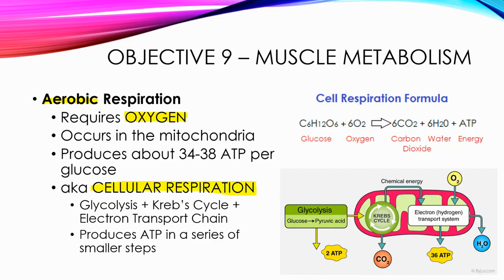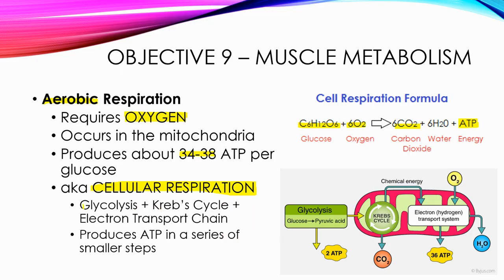And cellular respiration is the process of making ATP from the breakdown of glucose in the presence of oxygen. Okay, so here's our formula. We have glucose, those sugars, plus oxygen. This is why we exhale carbon dioxide, and this is the main way that we make ATP. And so this is a lot more efficient. In anaerobic, we got 2 ATP per glucose. Here we're getting approximately 36 per glucose, which is a lot more, okay?